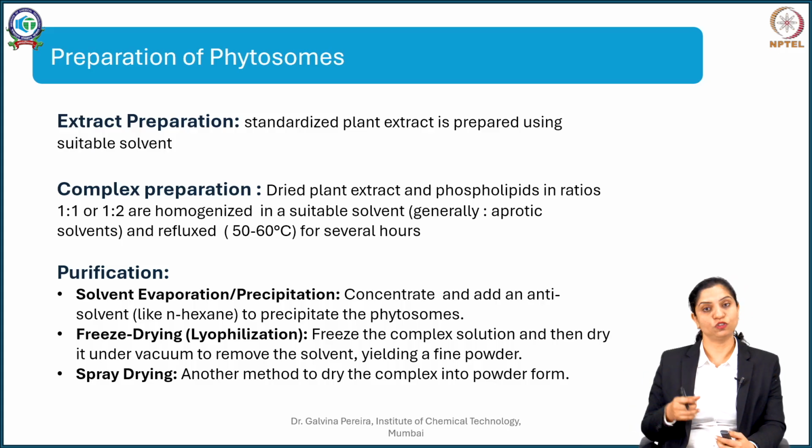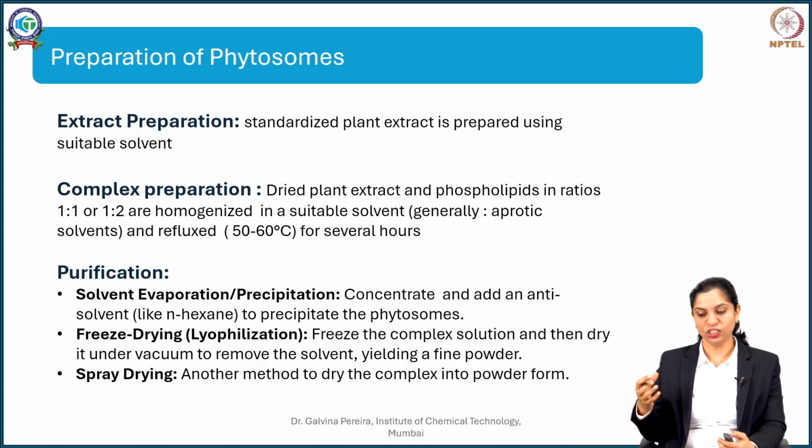Once a good dispersion and solution is prepared, you take this and add your phospholipids to it, and you allow it to stir. Generally the ratio of plant extract that you dispersed in your DCM or any aprotic solvent to the phospholipid is 1:1 or 1:2, but in specific cases it might be changed. Take the extract, disperse it in aprotic solvent, add your phospholipids and reflux it for some time.